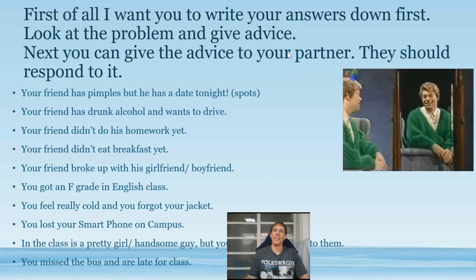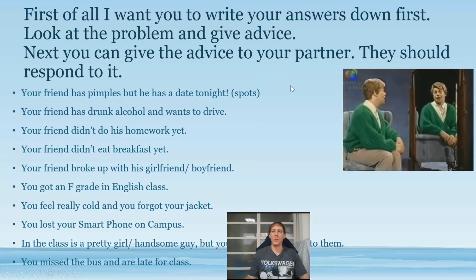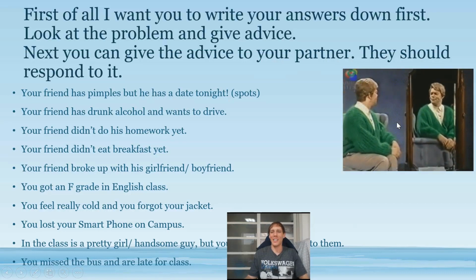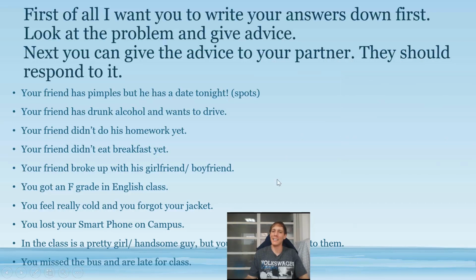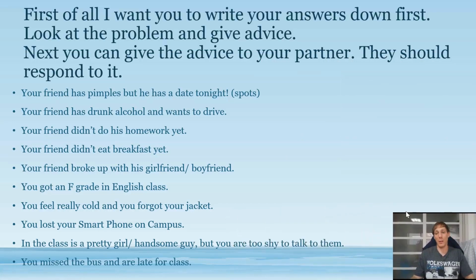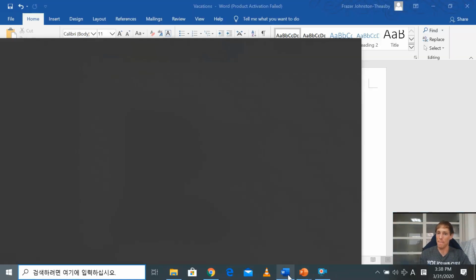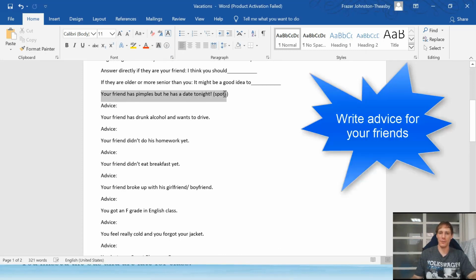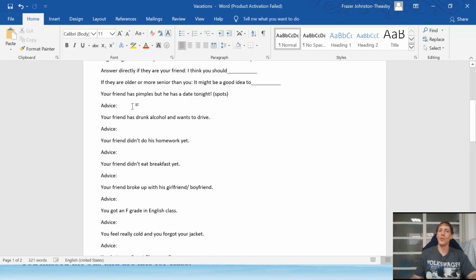Now, as I tell you always, talk to your partner. And as we don't have a partner, this is as we're talking to ourselves. So on your worksheet, I've put down some ideas like where there's a problem. And I want you to give advice to your friends, like what should they do? So on your worksheet, I've given you a situation. It says advice. I want you to write advice to your friends.